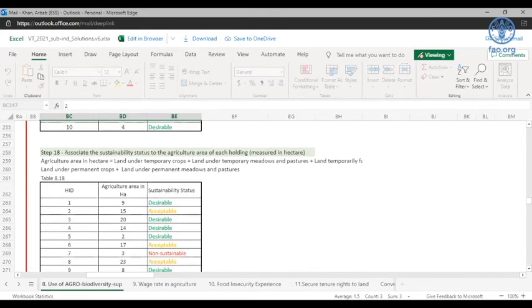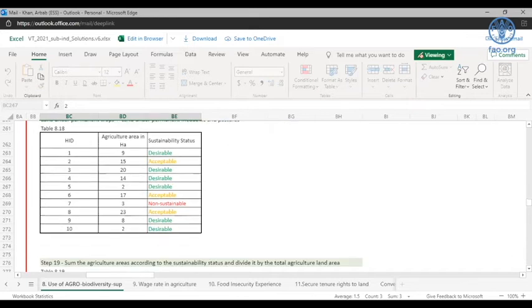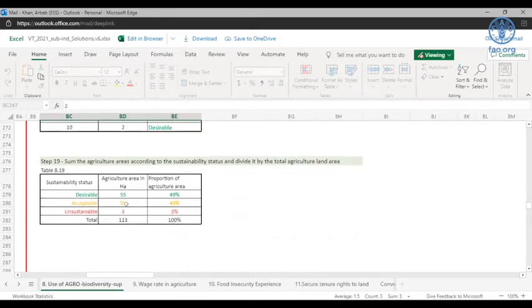And the last step obviously is the same. We start associating the sustainability statuses, yellow, green, and red, with the agricultural land area of the holding. We divide by the nationally representative agriculture area to calculate the proportions. So I stop here.